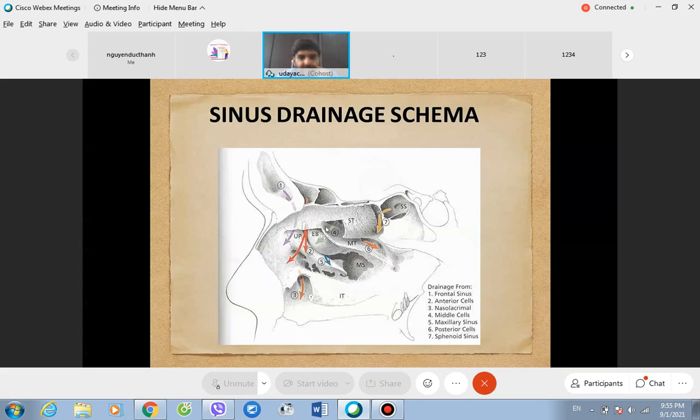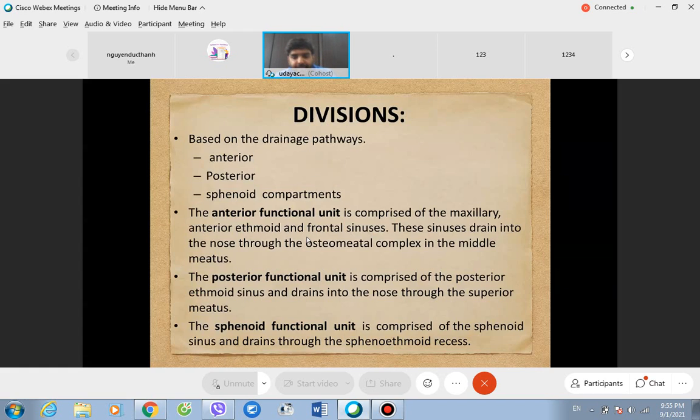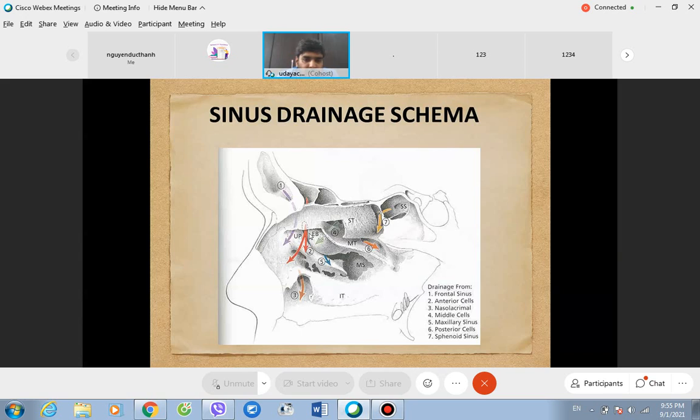For a better understanding, see. This is the frontal sinus, anterior group of the ethmoidal cells, and the middle meatus, and the maxillary. All drain into the middle meatus, into the hiatus semilunaris here. Coming to the posterior cells, they drain into the superior meatus. And this is the sphenoidal functional unit, which drains into the sphenoethmoidal recess.